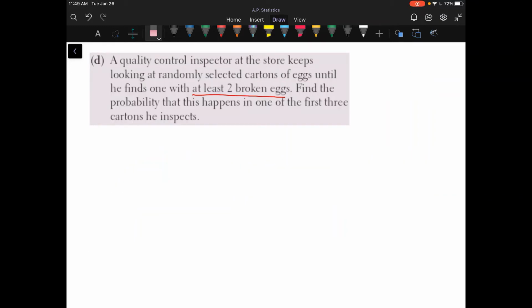So now part D, we have a quality control inspector at the store. He keeps looking at randomly selected cartons of eggs until he finds one with at least 2 broken eggs, and we want to find the probability that this happens in one of the first 3 cartons he inspects.